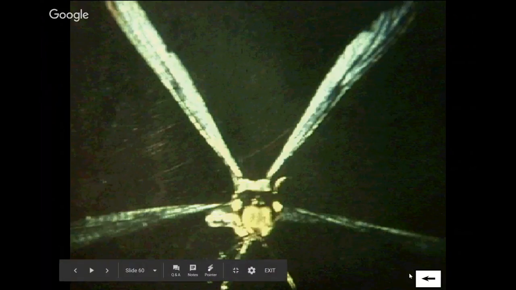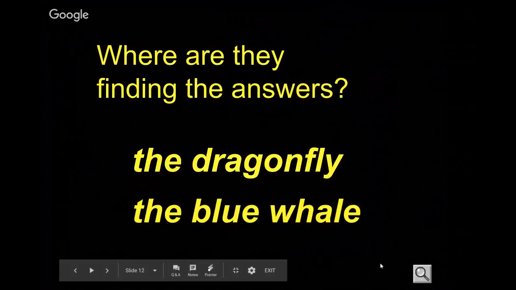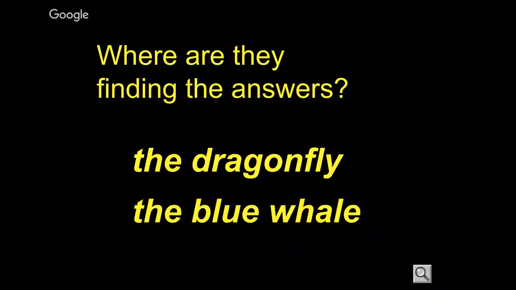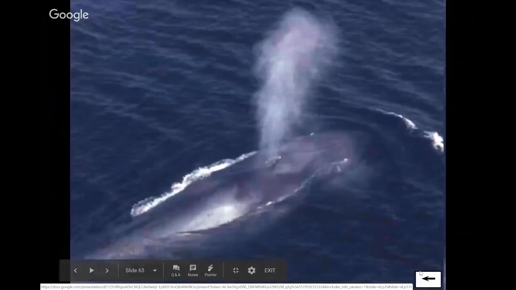And guess what? The government's actually looking into that. Why is that, and how can they copy it? But now, this second thing is going to surprise you. Yeah, I actually mean a blue whale. What? Yeah. Let me explain.